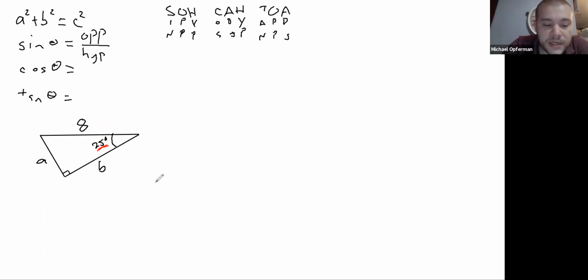So when we say opposite and adjacent, we're talking about opposite to theta, the angle that you have your eye on right now, and adjacent to theta. And then hypotenuse is a special case. So sine is opposite over hypotenuse. Cosine is, running out of space here, sorry if this is messy, adjacent over hypotenuse, and tangent is opposite over adjacent.